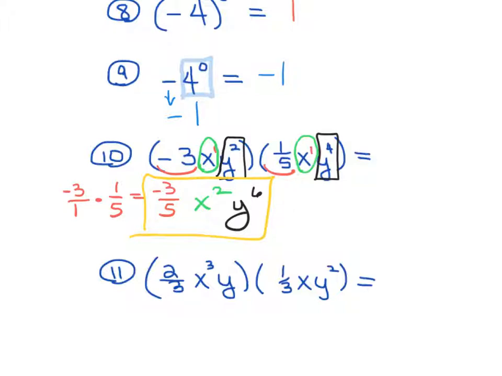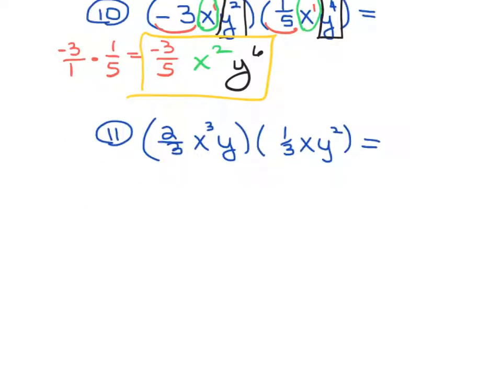Now, in Algebra 2, we love fractions. Fractions are friends, so you're going to see a lot of problems with fractions. So make sure that you're comfortable with working with fractions. Let's try the next one. So again, I have two monomials, and again, I'm going to multiply the coefficients. So I'm going to multiply 2/3 times 1/3.